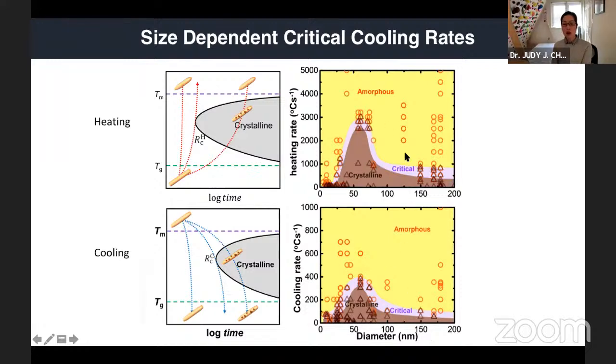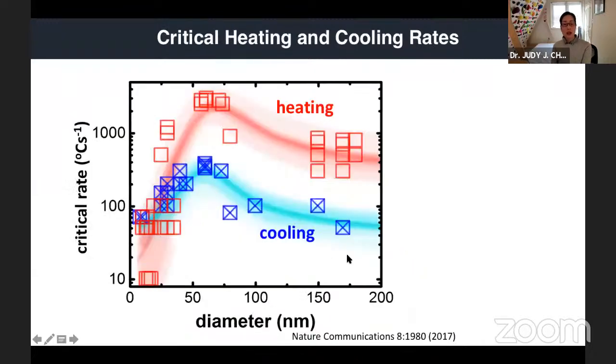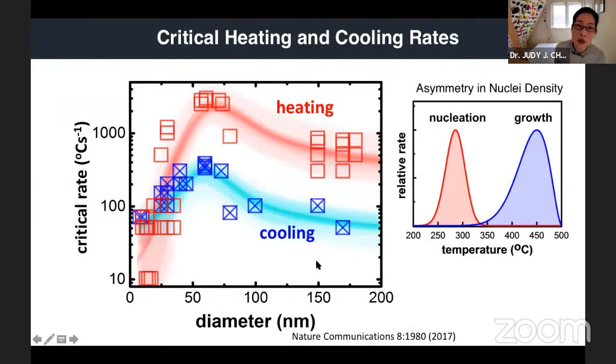And then the overall behavior is the same as the critical heating rate. Let me just plot now critical heating rates and critical cooling rate. And when we do that, we see that a critical heating rate is about 1 or 2 orders of magnitude higher. And that's already, people know that that's the case. And the reason is because the maximum nucleation rate happens at a lower temperature than the maximum growth rate.